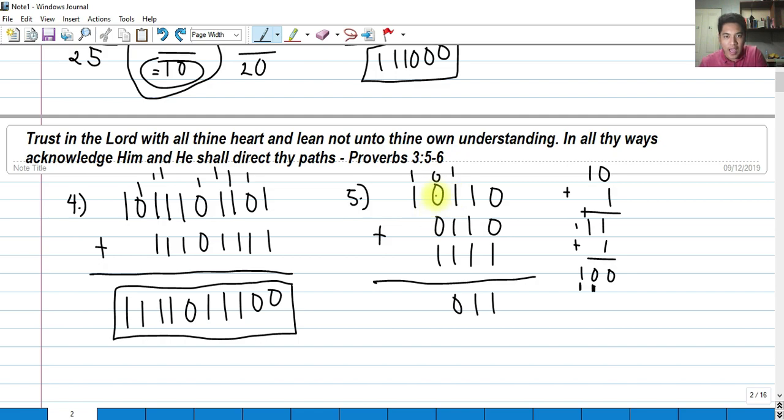So 0 plus 1 would be 1, and then 1 plus 1 would be 0, carry 1, which is 1. So we have this as our answer. You can simply not write this one, because 1 plus 1 would be 0, carry 1, which is understood as 1 here. So our original problem would be this.